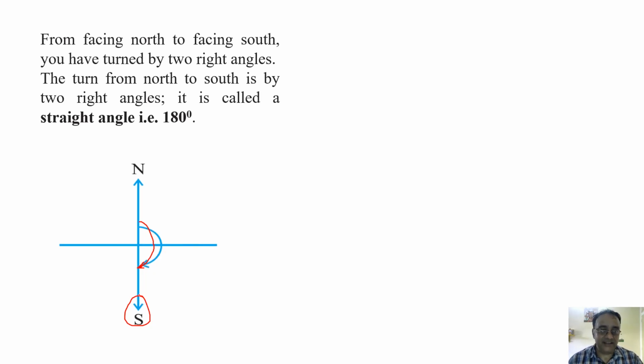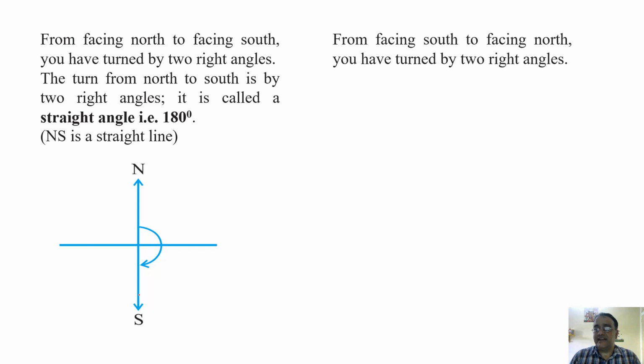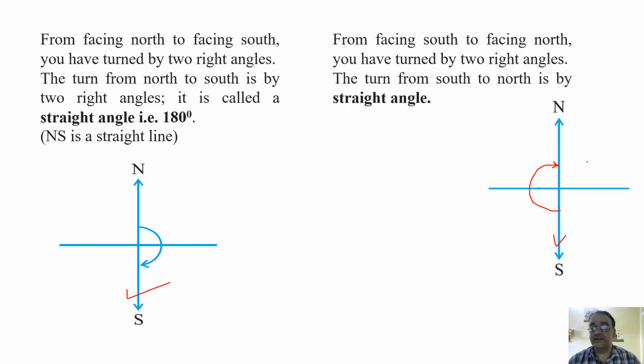And now NS is a straight line. Okay. Now suppose we are facing south, in this direction we are facing. Now we are turning two right angles, 1, 2. Now where will we face? North. Yes, north. The turn from south to north is by a straight angle, that is two right angles.